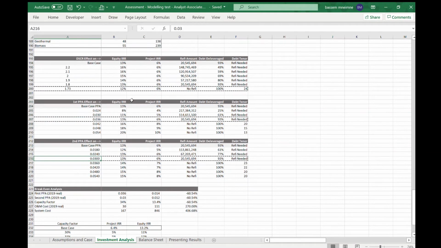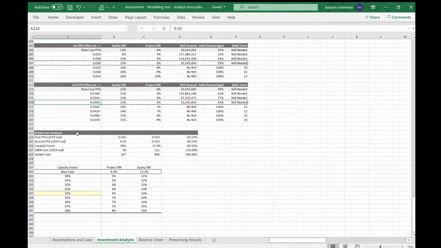And also the same variables I sensitize, which is equity IRR, project IRR, refi amount, debt deleverage percentage, and whether I need a refi or not, and what is the debt tenor of the loan. Under it, I do break-even analysis, and this break-even analysis tells me how much my first PPA needs to go down by, the second one, and the capacity factor, the O&M cost, how much it would need to increase, the system cost, how much it would need to increase, so that my project would get me a project IRR of 0%. Right here, I sensitized the capacity factor.